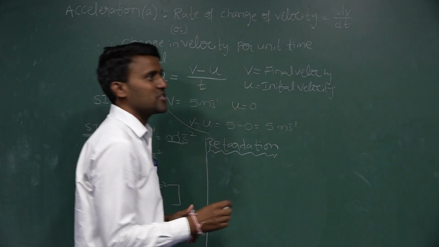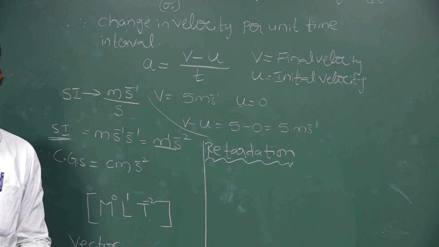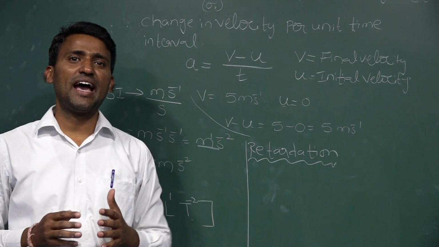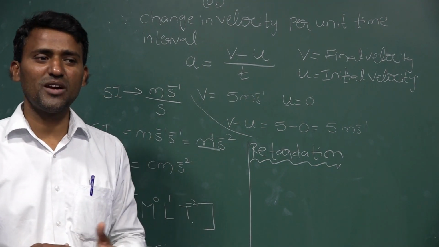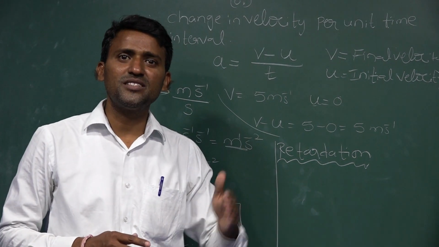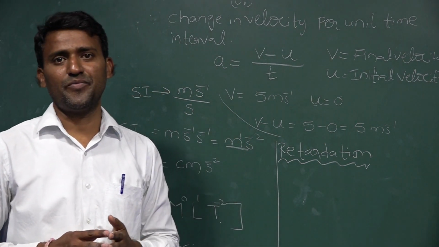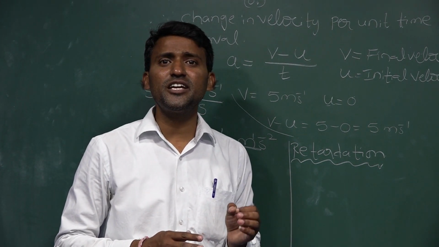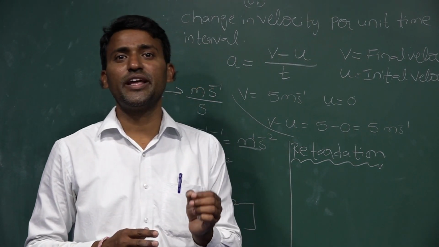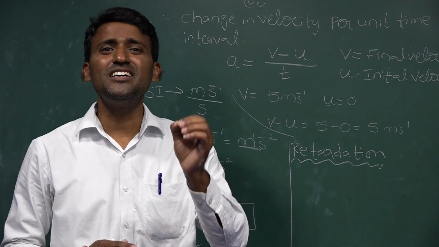What is retardation? Acceleration is nothing but an increase in speed, and retardation is nothing but a decrease in speed, otherwise decreasing the velocity. When the velocity is decreasing, the resultant we get is negative. Negative acceleration is called retardation.